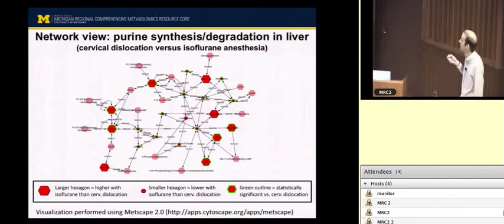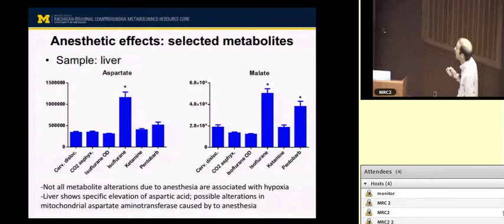We see elevated levels of these breakdown products, hypoxanthine, one of them, guanine, and various other products that were up greater in cervical dislocation as compared to isoflurane anesthesia. So you begin to develop a picture of what's going on. It's largely a response to hypoxia. Not entirely, however. Do the anesthetics themselves have any effect on the metabolome?